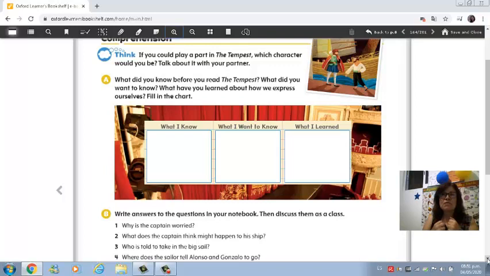What have you learned about how we express ourselves? Sometimes you're going to feel nervous, but you have to act. You have to pretend that you are confident, so you could have the other people feel confident and trust in you, right? Because if you are scared and you start crying, everybody else is going to start panicking. Everybody's going to start crying and it's going to be chaos, right? So if you want to be a good leader, you have to pretend that you are a strong person. Okay, so please fill in those three columns.